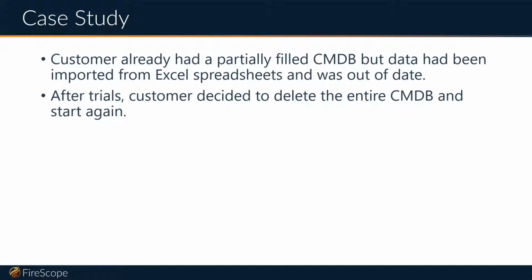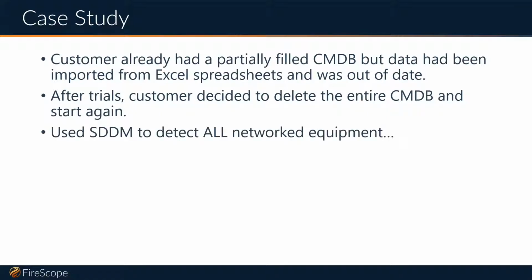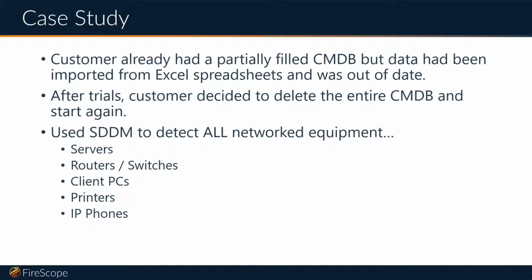So they wiped their entire CMDB and started again. They then used SDDM to detect all network equipment. Normally you would look for things like servers and routers and switches, but they went, nope, we want to see client PCs, we want to see printers, and we want to see IP phones. So we had to go and detect all of these and bring them in as different CI types.